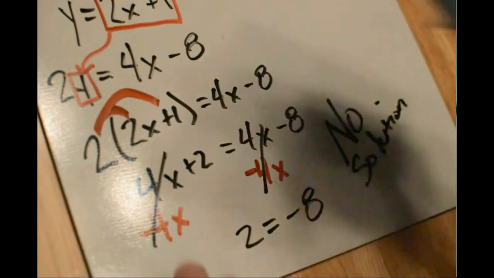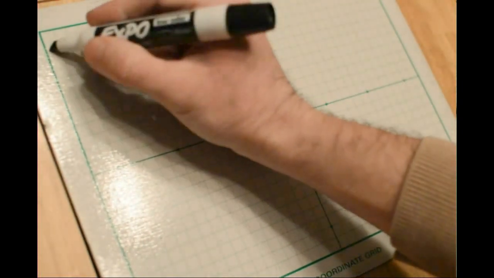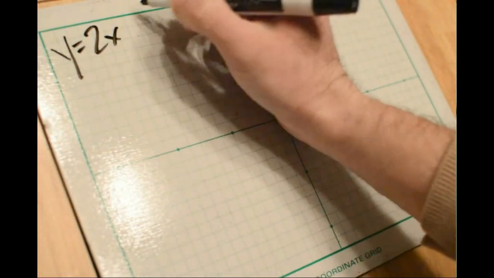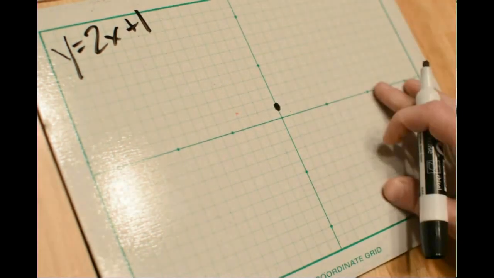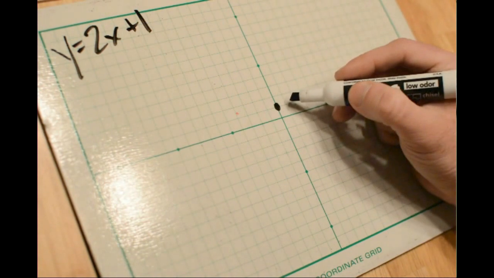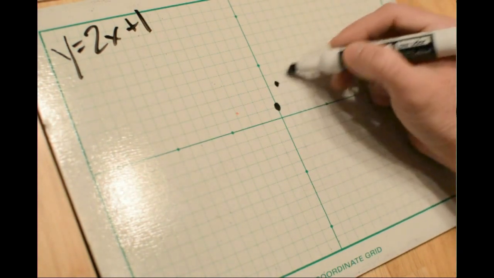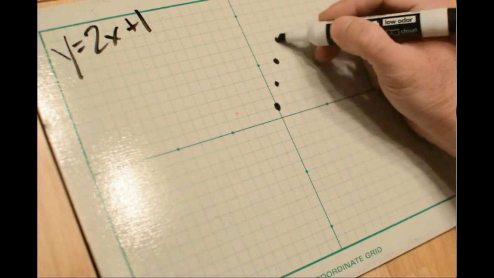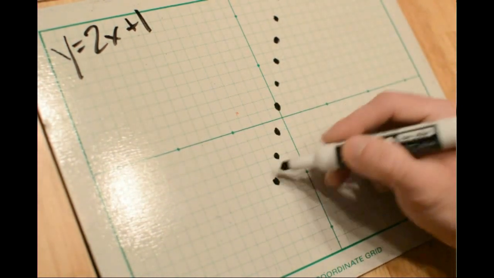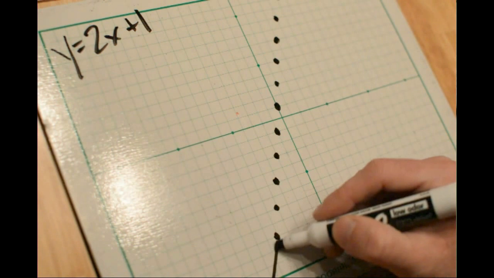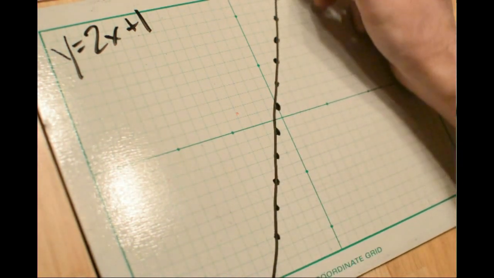I want to take a look graphically at what's going on here. So our first equation in the system was y equals 2x plus 1. So we had a y-intercept of 1 and a slope of 2. So when you increase x by 1, y increases by 2. So right 1, up 2, right 1, up 2. And we have all of these points. And we have this line for y equals 2x plus 1.